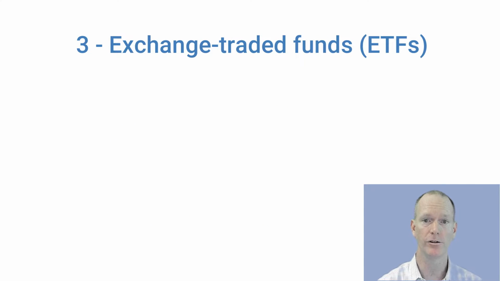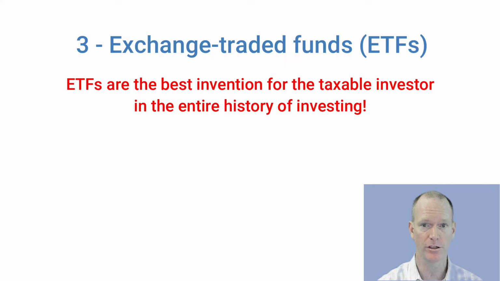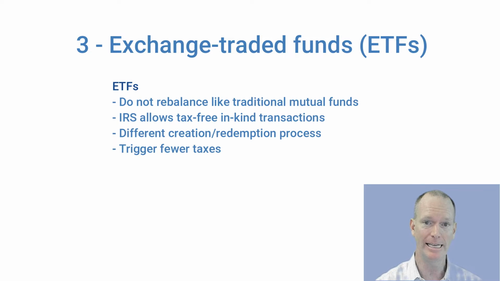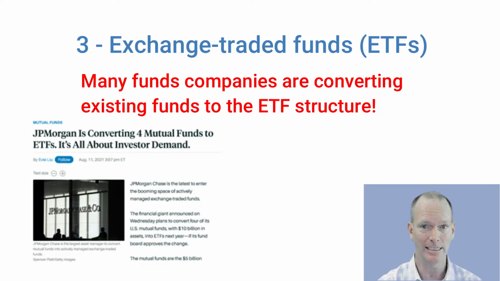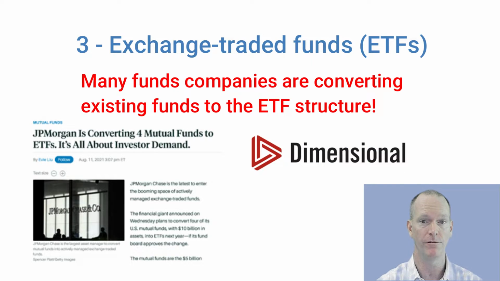The third idea is to use exchange traded funds or ETFs. I like to say ETFs are the best invention for the taxable investor in the history of investing. And the reason I say this is because ETFs got a special blessing from the IRS so that even if the managers are buying and selling stocks within an exchange traded fund, they don't end up distributing capital gains to the investors in the ETFs like mutual funds do. I won't go into the technicals of the creation redemption process and the in-kind transactions that earned ETFs this blessing, but I can tell you, ETFs are some of the most tax-efficient investment vehicles you can find.